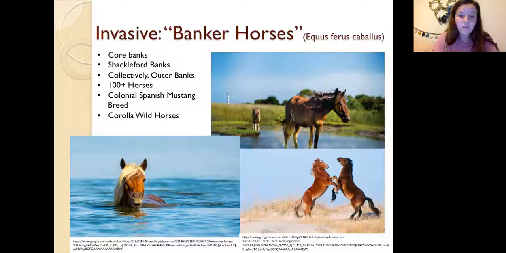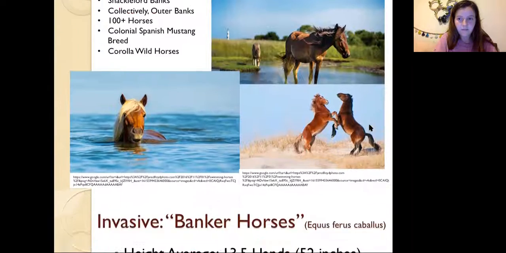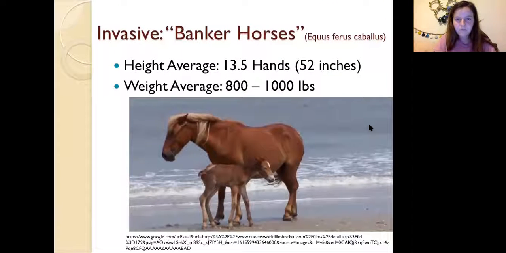So within the coast of North Carolina, near where I'm from, near Morehead City, you will actually find two different islands called the Core Banks and the Shackleford. Together, those are actually called the Outer Banks. And in the Outer Banks, there's about 100 plus horses, and they are located on this island. They're all on these islands.